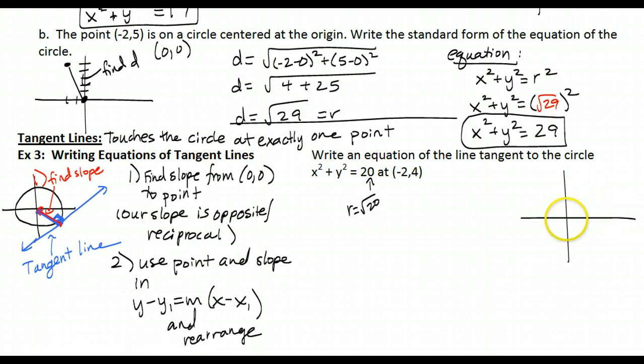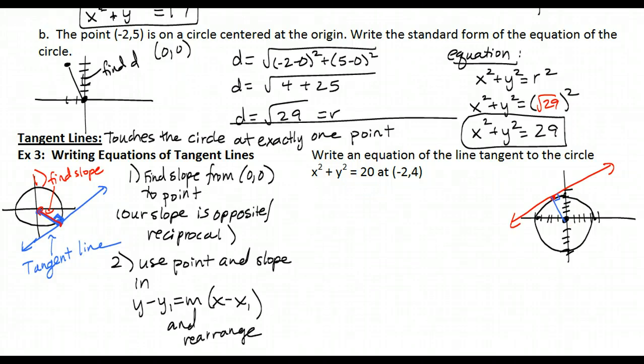Drawing a picture is optional. So in my rough sketch with a radius of approximately 4.5, there is my circle. At the point (-2, 4) right there, I'm going to find the equation of this tangent line. And that's going to be perpendicular to the radius I can draw from that point to the center of the circle. So here's what we're going to do then.